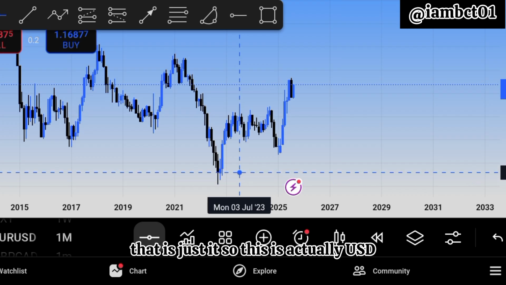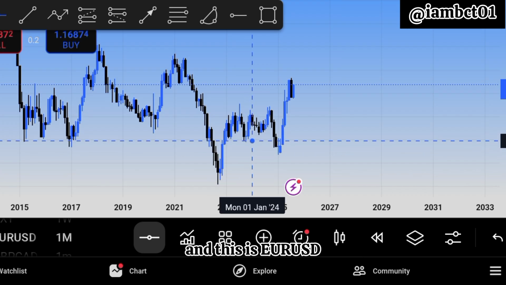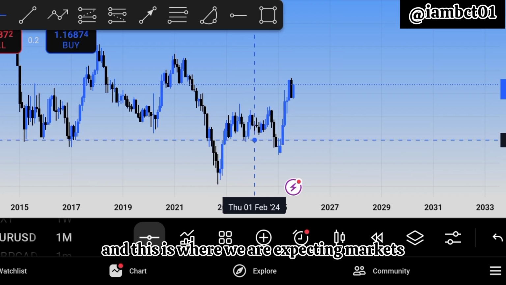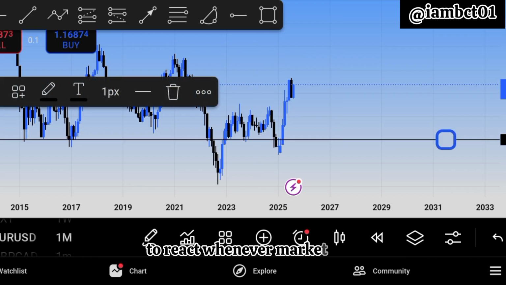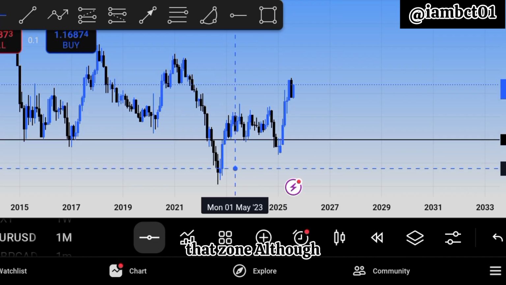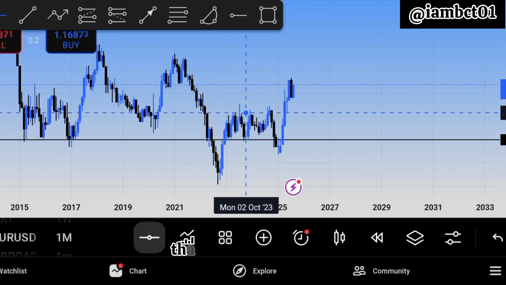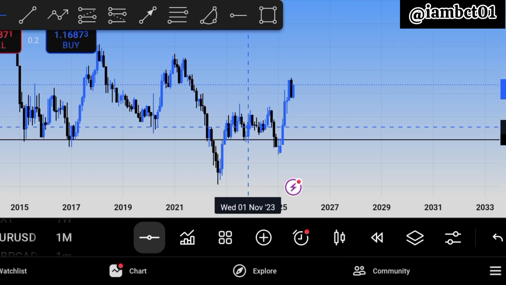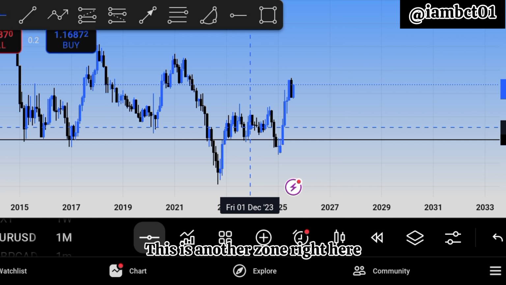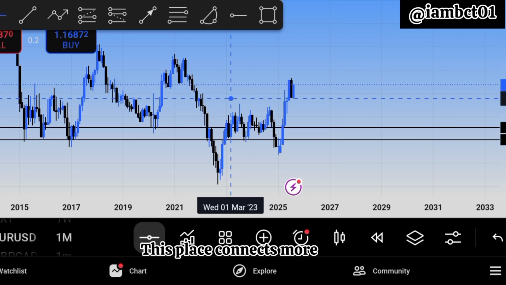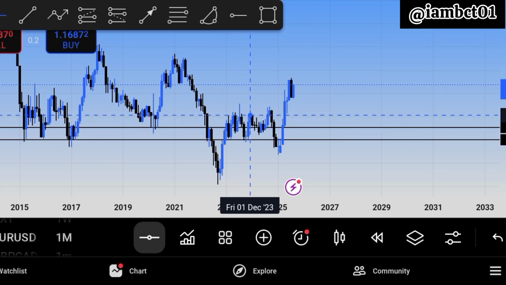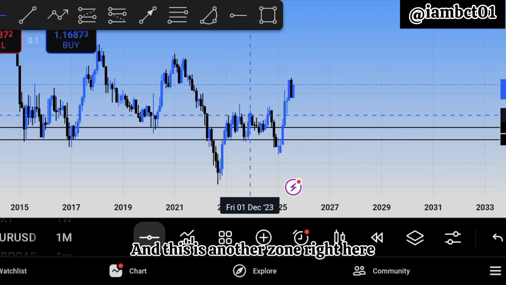So this is XAUUSD, this is EURUSD, and this is where we are expecting the market to react whenever it gets to that zone, although I'm not sure it's getting to that zone anytime soon. So this is another zone right here. This is another zone right here. This place connects small price, and this is another zone right here.